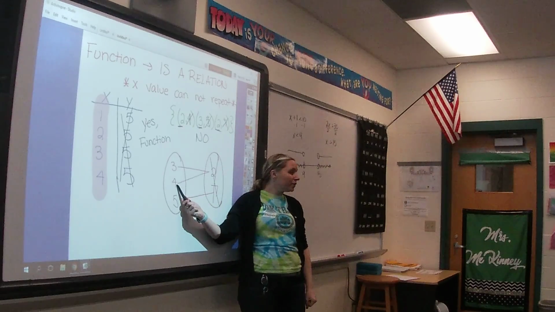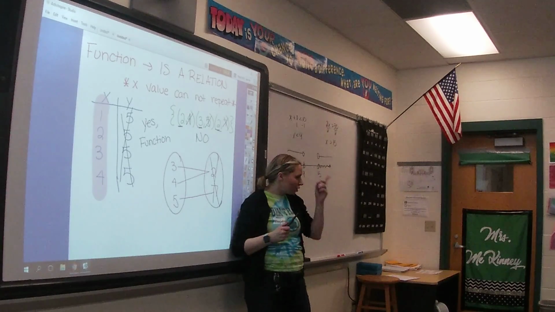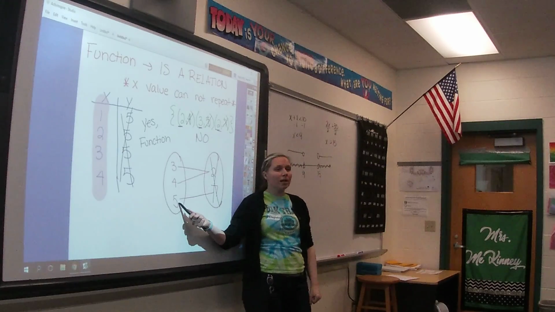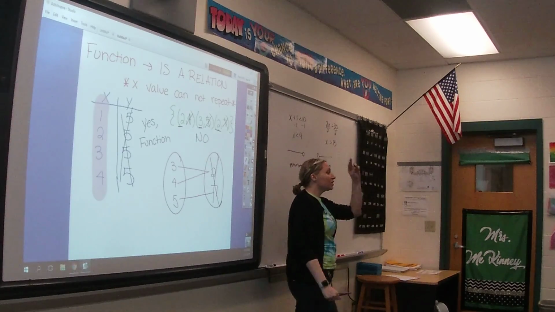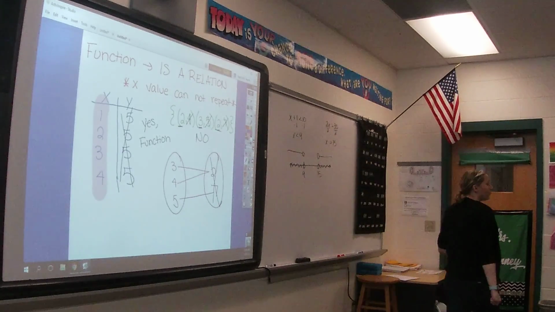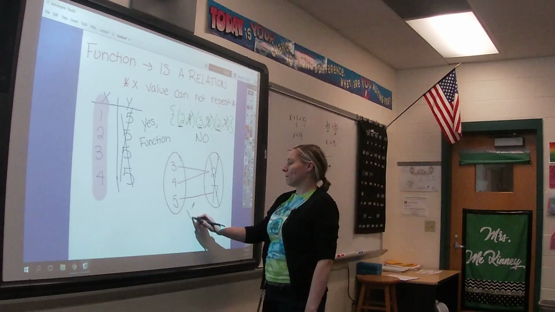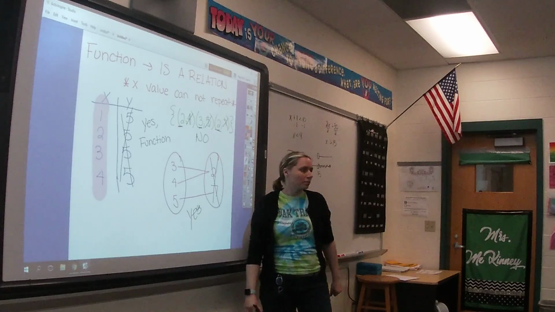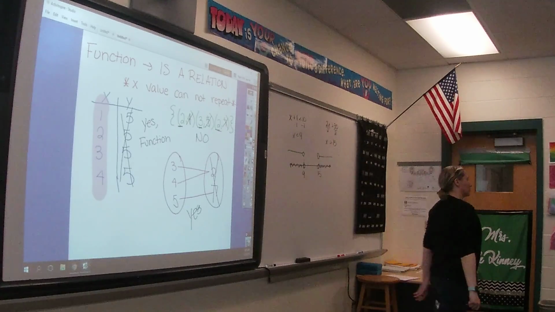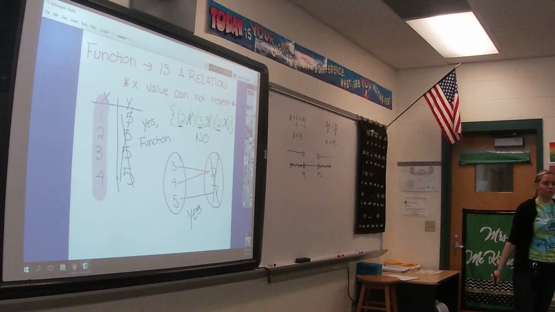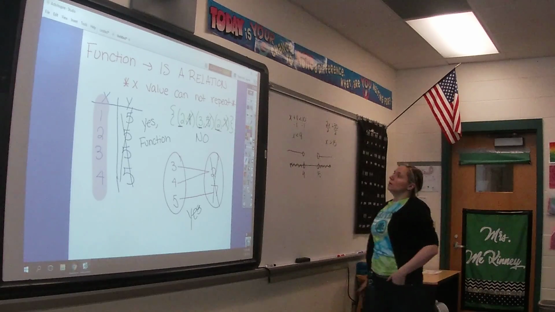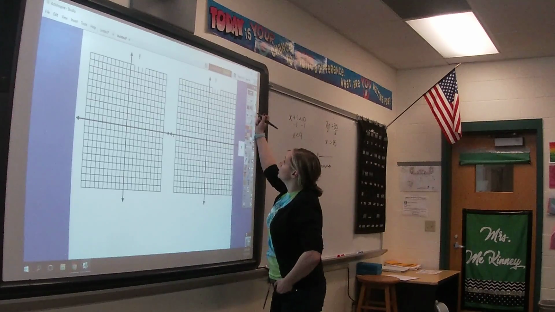How many lines are coming from 4? 1, which means it's used 1 time. How many lines are coming from 5? 1, which means it's used 1 time. So do any of those repeat? Nope. So is it a function? Yup. Last one.